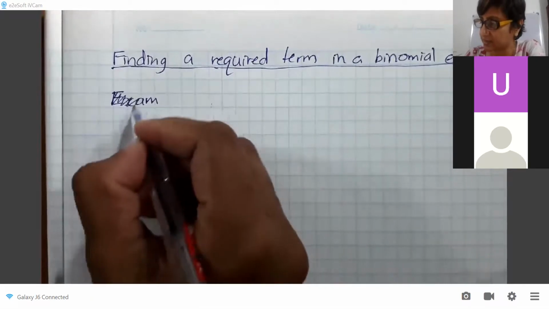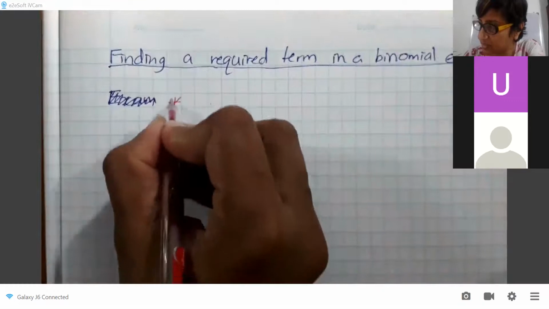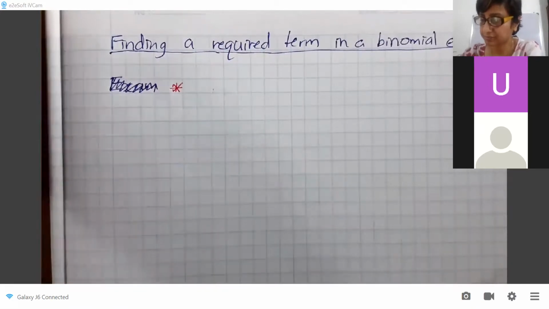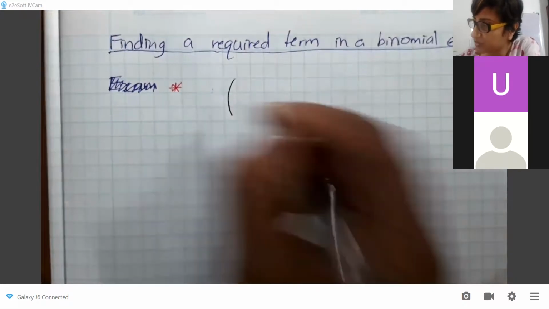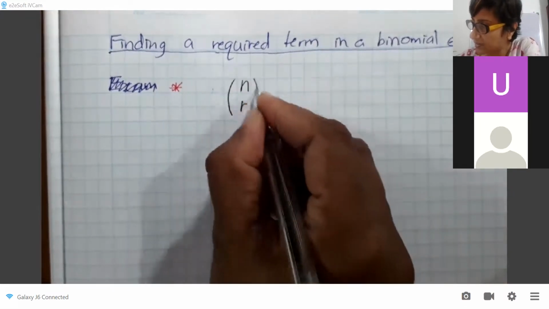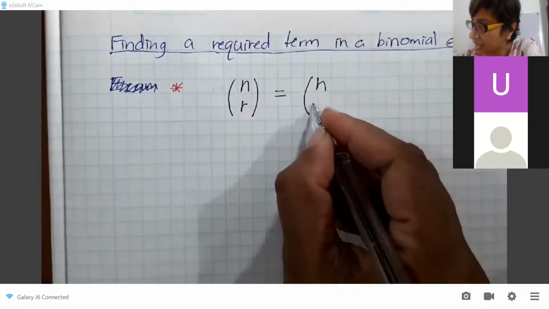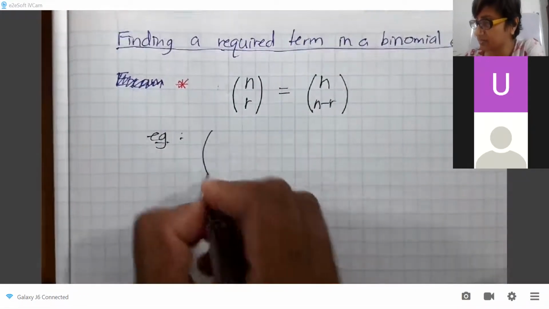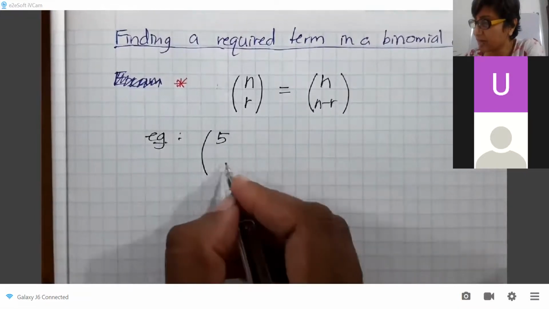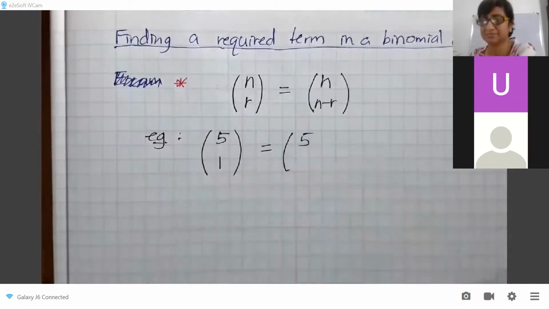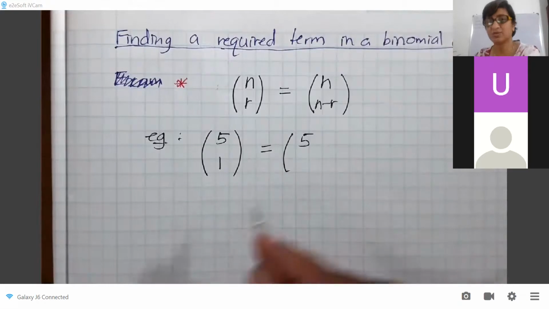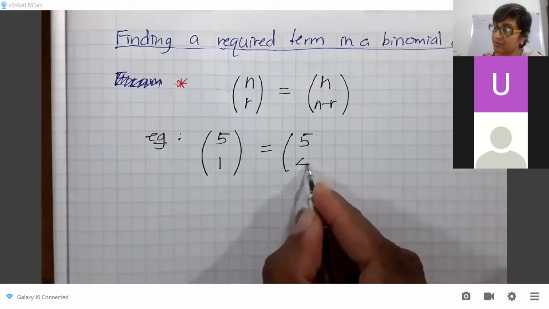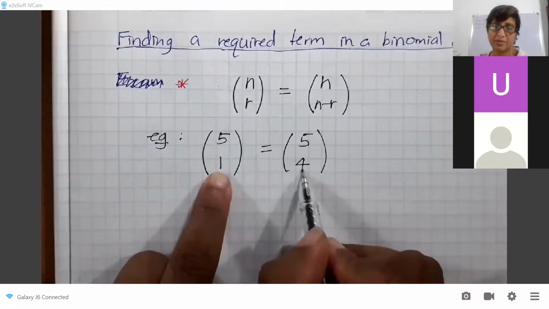Wait. Before we write that example, let's put a red star and make a note of this. In binomial coefficients, if you have, say, n choose r, it's the same as n choose n minus r. This is what we just said. For example, 5 choose 1 is the same as 5 choose what? This is the symmetry. 5 choose 1 is the same as 5 choose 4. These two will add up to 5. Remember?